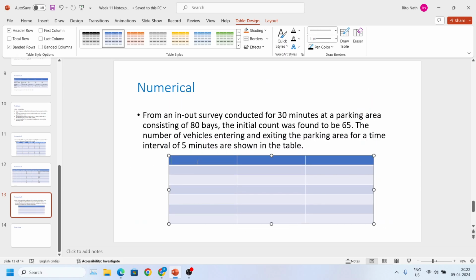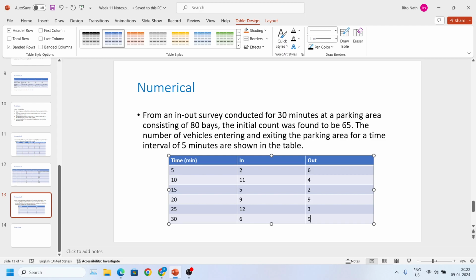It has time, this is in minutes. So this is in, out. This is 5, 10, 15, 20, 25, 30. This is 2. This is 11. This is 5, 9, 12, 6. Then you have 6, 4, 2, 9, 3, 9.